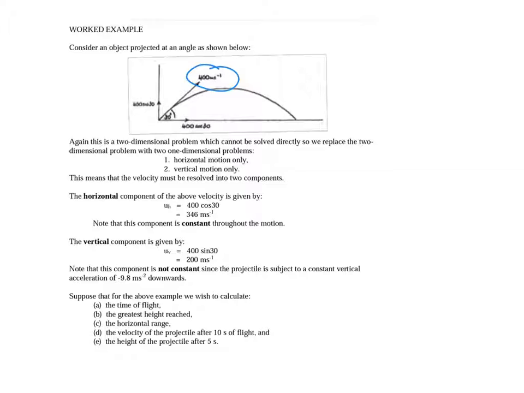So the horizontal component, using simple trig, is 400 times cos 30, which is the 346 that we get there. And the vertical component is 400 sine 30, so it's 200. So when we're listing our variables and what we know in this question, we can put things under the horizontal heading and under the vertical heading. Under the horizontal we can put that v is 346 meters per second, and under the vertical heading we can put that u is 200 meters per second.